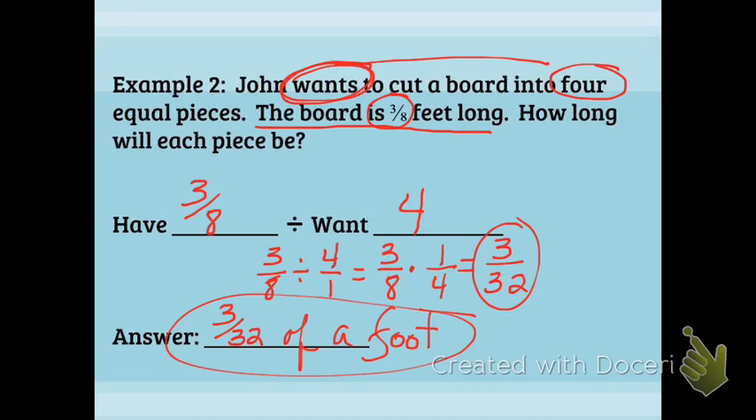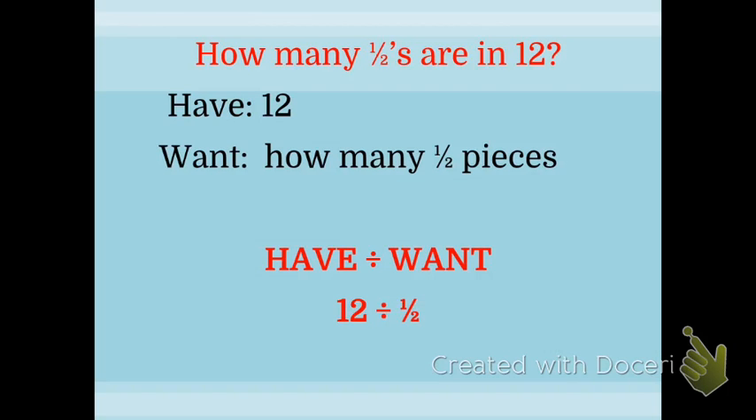Okay, got one more for you. This one people mess up all the time, so you really have to pay attention. It just says how many halves are in 12. I want you to just think for a second before you answer anything. Do you have halves or do you have 12? You have 12, because it says how many halves are in 12. You don't have halves, you have 12. So what do you have? You have 12. What do you want? 1/2 pieces. Now we don't know 1/2 what, it doesn't tell us, but we just want 1/2 pieces.